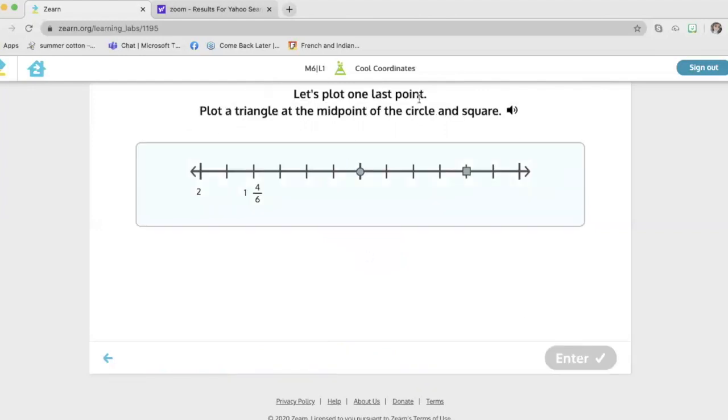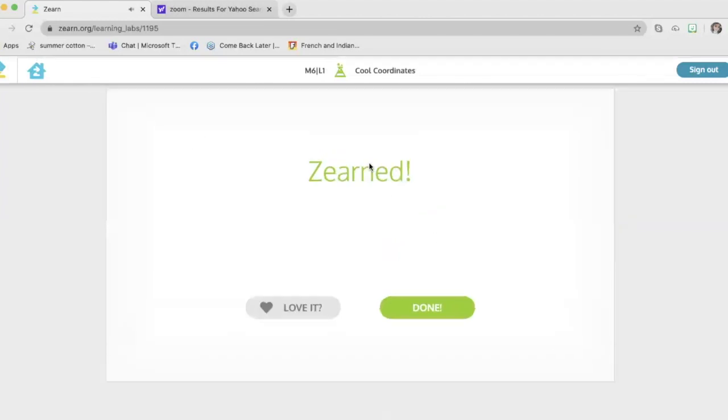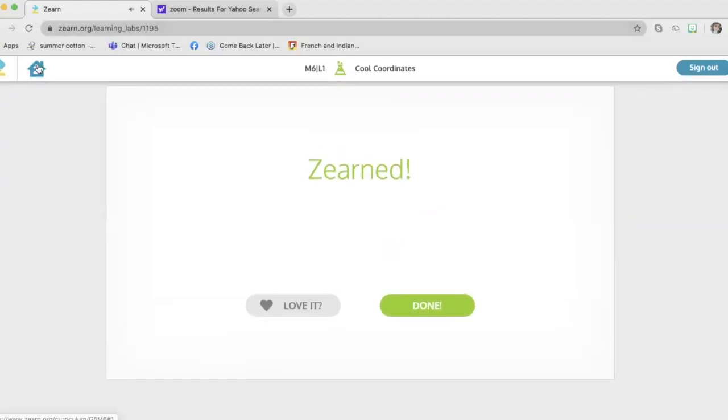All right, let's plot one last point. Plot a triangle at the midpoint of the circle and the square. So this would be 1, 2, 3, 4. So 1, 2, it would go right in the middle. Midpoint always means middle. All right, and that's lesson 1. So make sure you're careful, especially on the one that I missed.